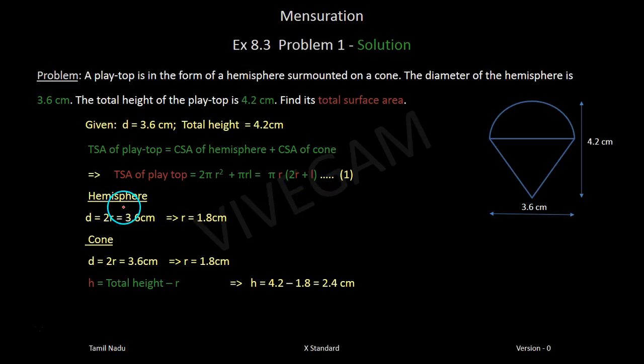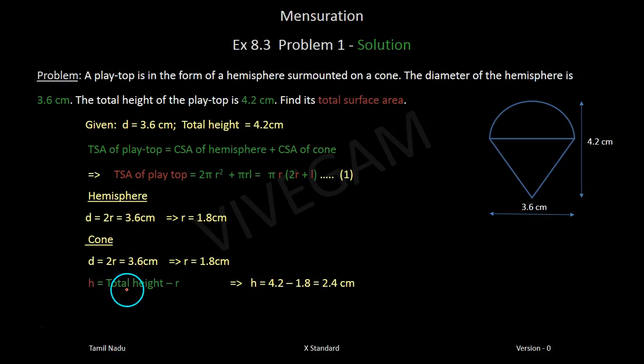Okay. Now for the hemisphere, it's better you do it bit by bit individually. D equal to 2r, that's equal to 3.6 centimeters. So r equal to 1.8 centimeters. For the cone, again d equal to 2r. As I explained earlier, this 3.6 centimeters is the diameter for the hemisphere as well as for the cone. So the diameter for the cone is also 3.6 centimeters. So radius of the cone is also 1.8 centimeters, 3.6 divided by 2.